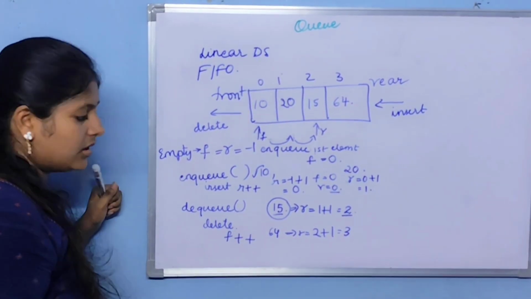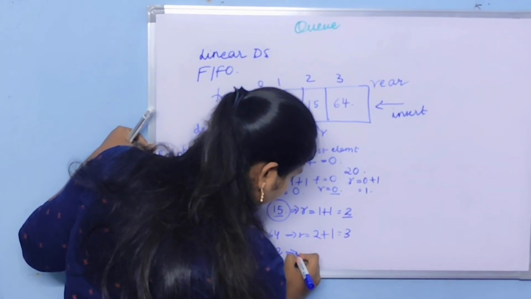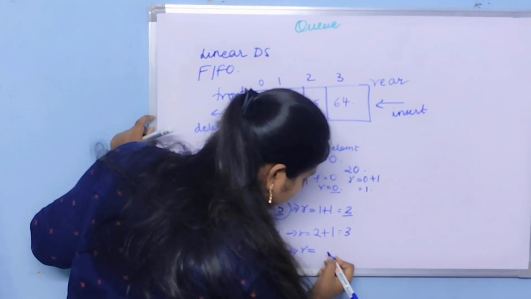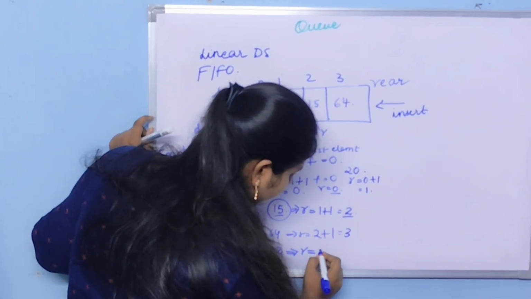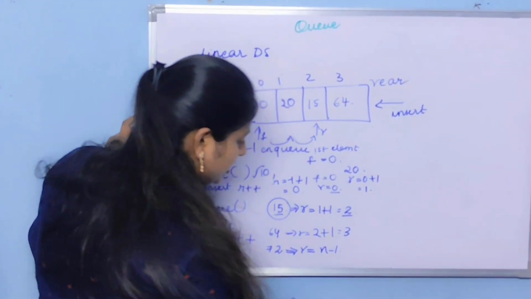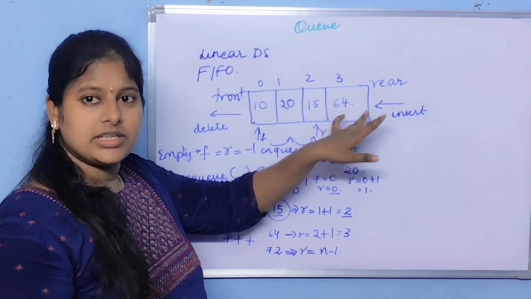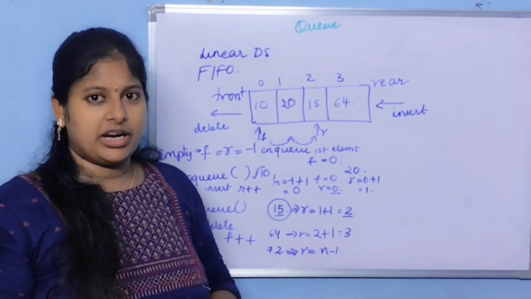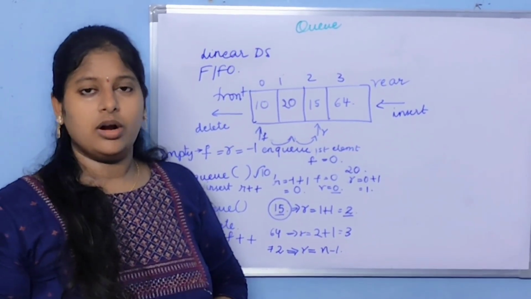Right? Again I try to add 72. Rear equals, already rear equals n minus 1. Right? So my last element is filled with 64. My queue is already full. So if the bucket is already full, can you add elements into that again? No, you cannot add elements.